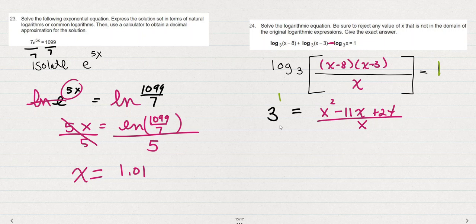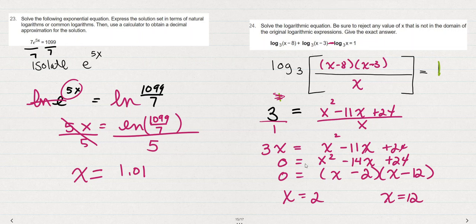So to solve this rational equation, what I'm going to do is cross multiply. So 3 to the 1 is just 3, but I could write the 3 as a 3 over 1 and cross multiply to get 3x equals x squared minus 11x plus 24. And then subtract 3x from both sides to get 0, because we've got a quadratic.